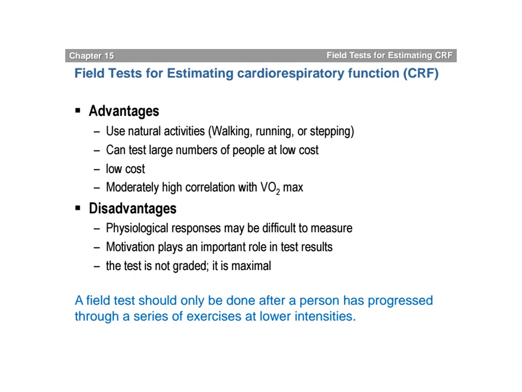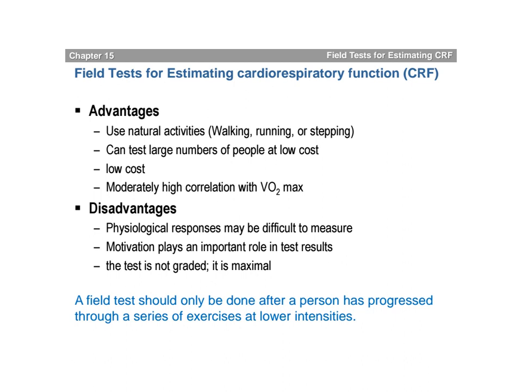Let's first take a look at field tests for estimating cardiorespiratory function, or CRF. One of the big advantages of field tests is they use fairly natural activities such as walking, running, or stepping. You can test a large number of people at low cost, often at the same time. And there's a moderately high correlation with VO2 max. In other words, we can measure various parameters, and then we can sort of use charts or equations to figure out what the VO2 max of the individual would be.